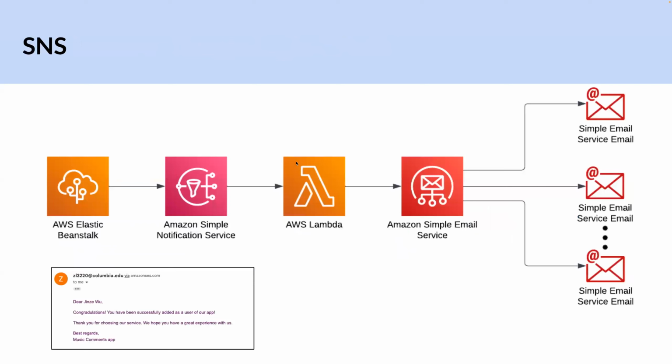As for the notification part, our application uses AWS Simple Notification Service to send email to users. In our implementation, one of the microservices, the user service running on AWS Elastic Beanstalk, will publish an event to an SNS topic when a new user creates his or her account. Then the SNS will trigger the predefined AWS Lambda function, which sends an email containing a successful account creation notification to that user's email address via Amazon Simple Email Service.